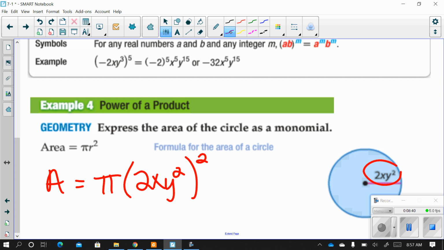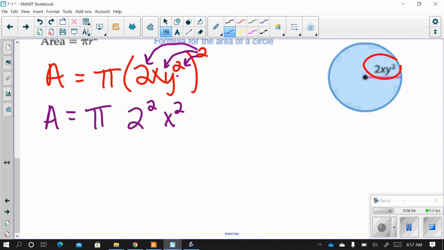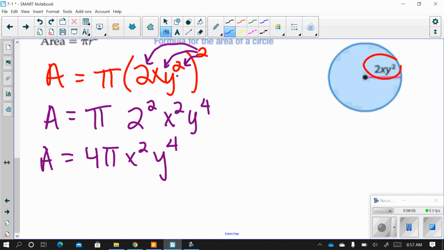So let's go ahead and simplify this. I'm going to leave the pi alone because it doesn't need anything. It's not inside the parentheses. And we're going to distribute the squared to everything. Okay, so I get 2 squared, x squared, and then power to power, we multiply. So y to the 4th. Go ahead and simplify one more time. 2 squared is the same thing as 4. So I'm going to write it as 4 pi x squared y to the 4th.